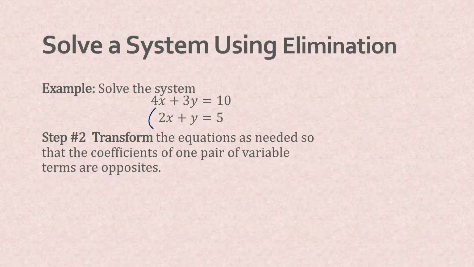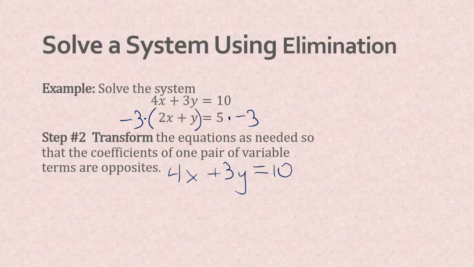So I will take equation 2 and I will multiply both sides of equation 2 by -3. That gives me the pair of equations 4x plus 3y equals 10 and -6x minus 3y equals -15. As you can see, the coefficients on the y are equal but opposite, 3y and -3y respectively.